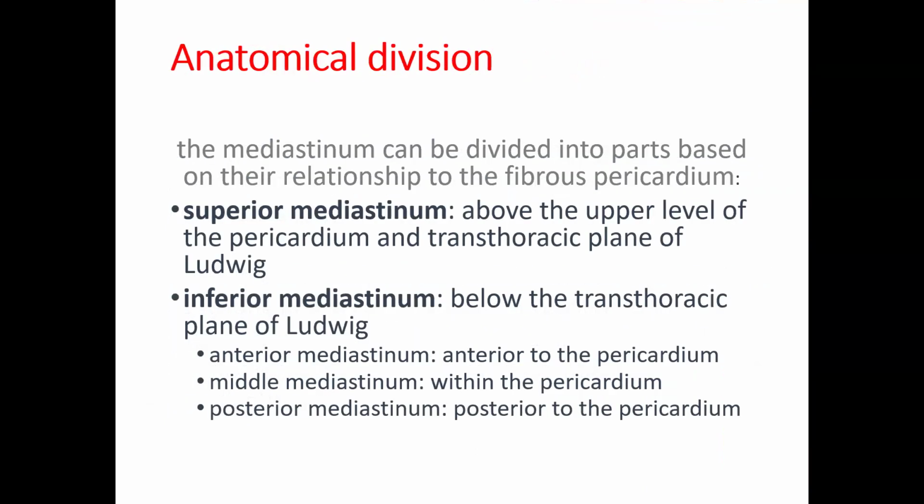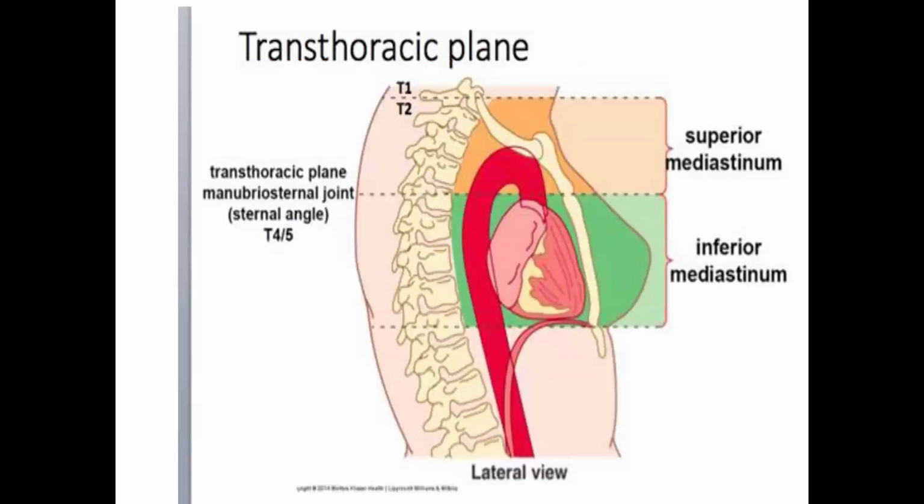Anatomical division of the mediastinum. The mediastinum can be divided into parts based on their relationship to the fibrous pericardium. We divide the mediastinum into superior mediastinum and inferior mediastinum according to an imaginary line extending from the sternal angle to the T4 intervertebral disc space. We call this the transthoracic plane, or plane of Ludwig.